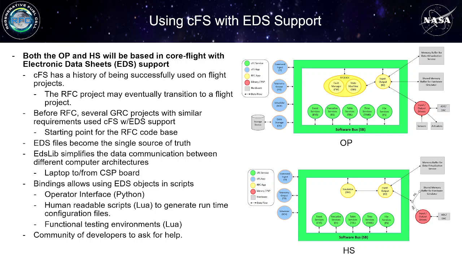But even before the RFC project, there have been several projects at Glenn Research Center that have similar requirements and that have also used coreFlight systems with EDS support. So that gave us a very good starting point for our code base. The applications that we're using for input-output data management, the state machine, fault management, all those things, the skeletons of those applications already existed before we even started. So that certainly helped us out a lot.